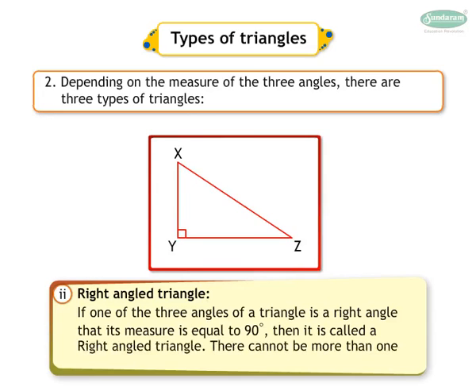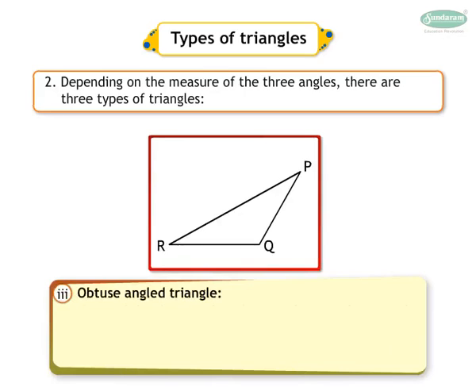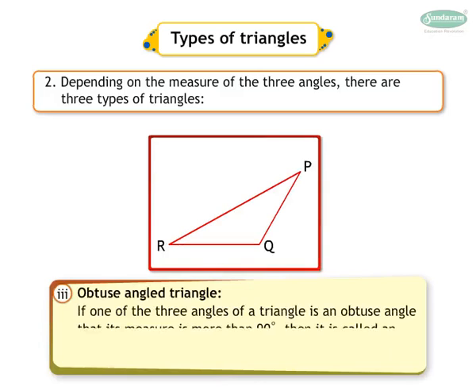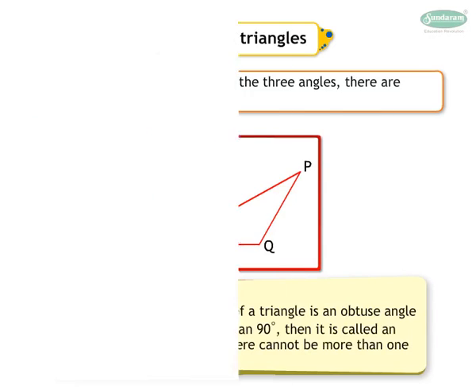There cannot be more than one right angle in a triangle. 3. Obtuse angled triangle. If one of the three angles of a triangle is an obtuse angle, that is, its measure is more than 90 degrees, then it is called an obtuse angled triangle. There cannot be more than one obtuse angle in a triangle.